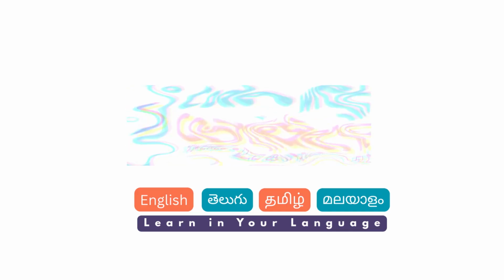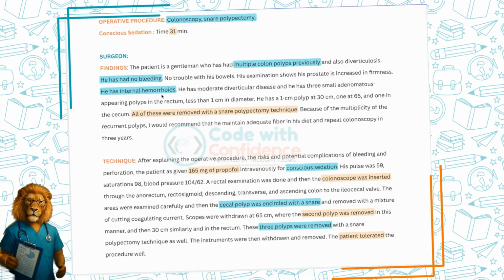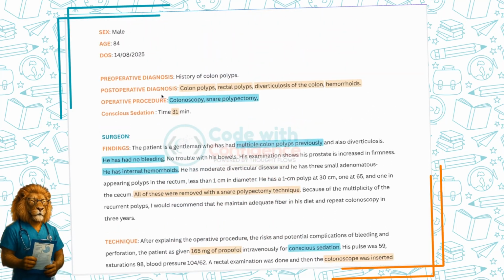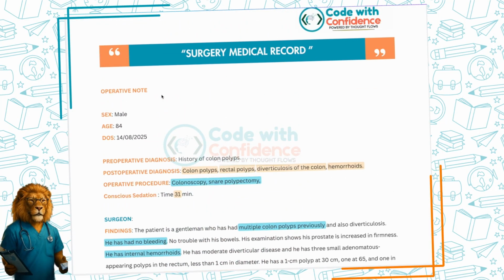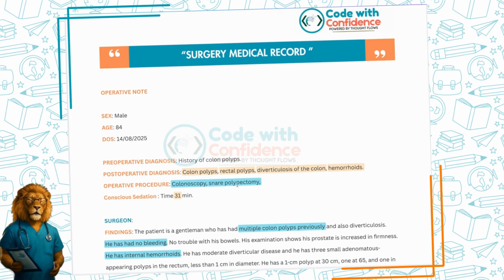Let's summarize what we learned from this surgery case study. Always begin with patient demographics, age, gender, and date of service. Review both preoperative and postoperative diagnosis carefully. Identify the planned procedure and confirm it with the operating findings. Consider sedation time too. And remember, accurate coding is not about memorizing codes, it's about reading the documentation carefully and applying the coding guidelines correctly.